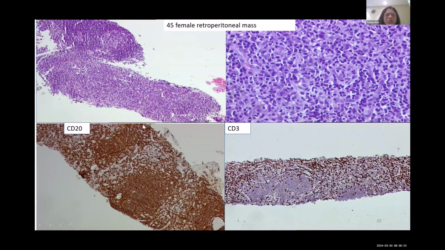You can see CD20 is overwhelmingly positive and CD3 is negative. Now, if I show an abnormal antigen expression like BCL2 or CD43 in this, I have a diagnosis of a low-grade B-cell lymphoma, and this was a nodal marginal zone lymphoma. So this is how we go about diagnosing low-grade B-cell lymphomas.